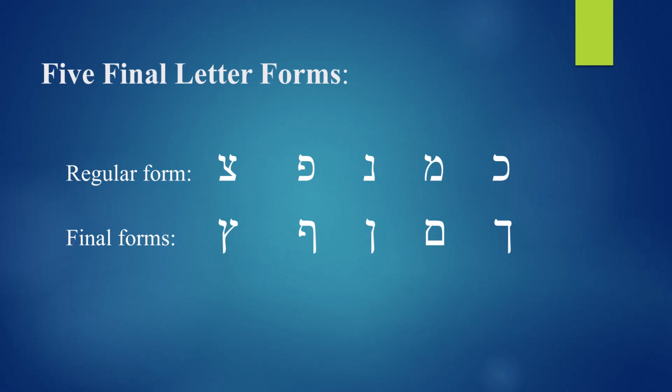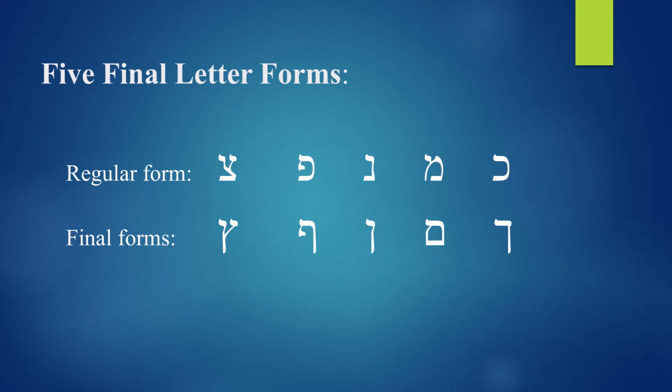So on top there you have regular forms, which are normal forms that you're going to find when you're beginning a word or anywhere else in the word, but not at the end. And at the end, you're going to use the final forms, the Sofit forms. These are the ones that you're going to see at the end of the word. So these are called Sofit forms or Sofit letters or final forms.